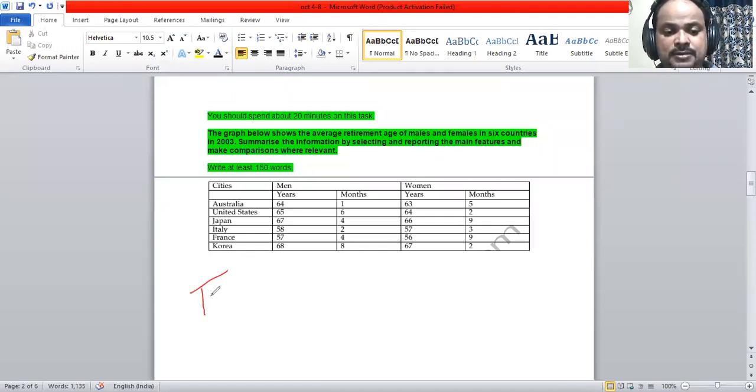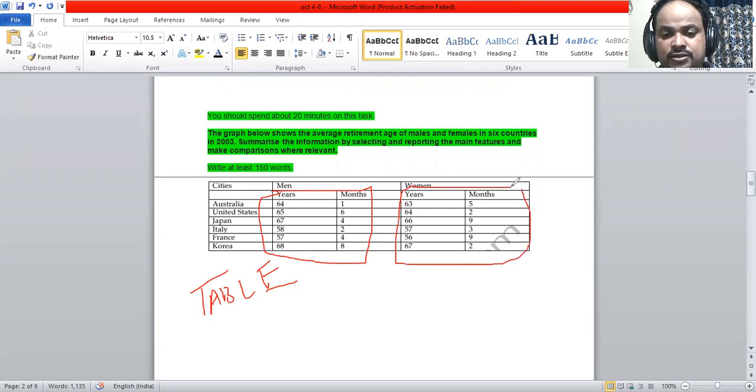This is a table. Usually when we go with a table, you have a lot more numbers for comparison here. The retirement age of men is compared to the retirement age of women. So we need to compare. Two types of comparisons are there: the comparison between the countries and the comparison between males and females. So we need to look overall at which type of presentation is better for this particular table.